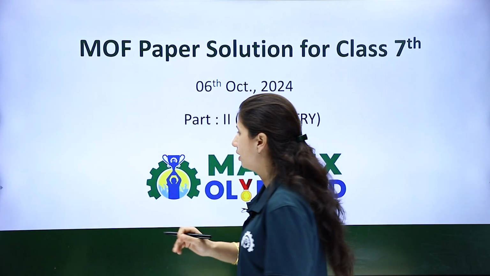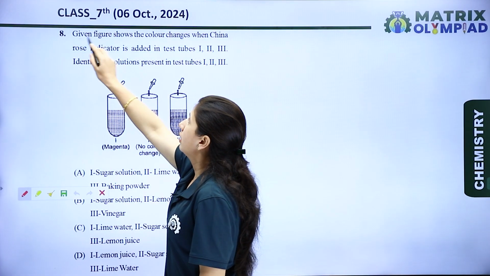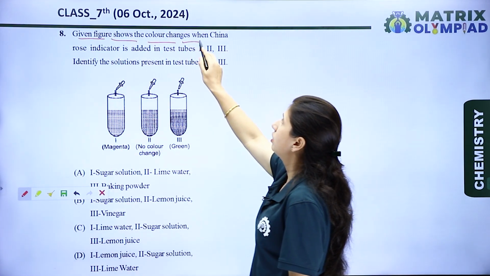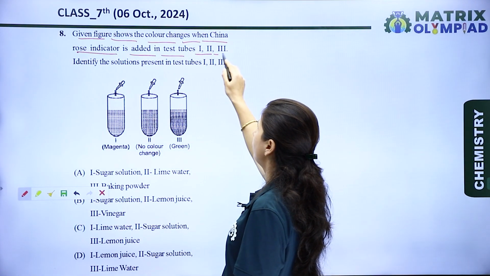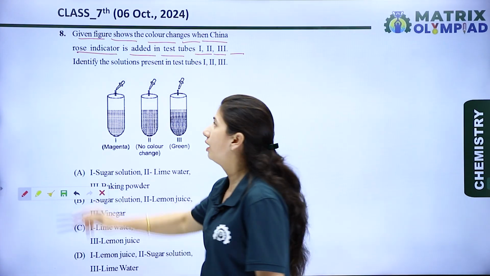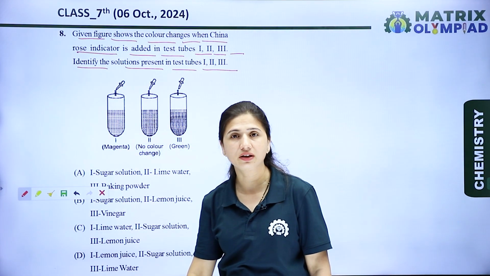Let's see the question. The question is: the given figure shows the color changes when China rose indicator is added in test tube first, second and third. Identify the solutions present in test tube first, second and third.